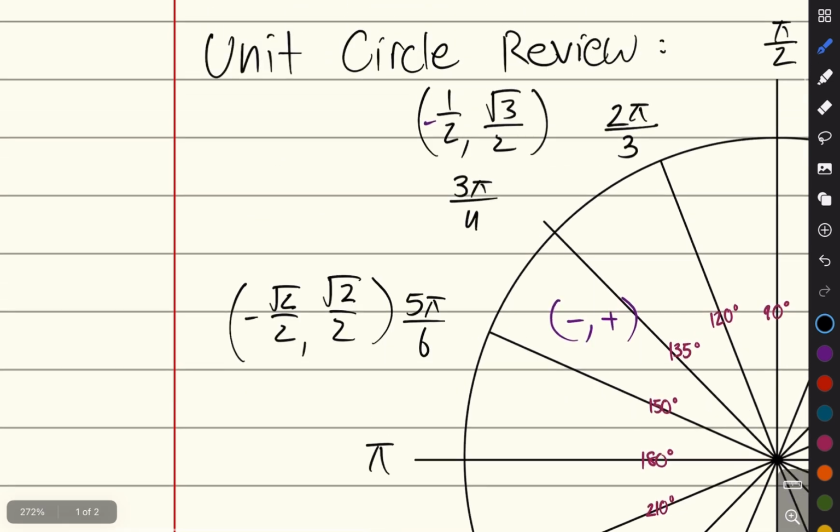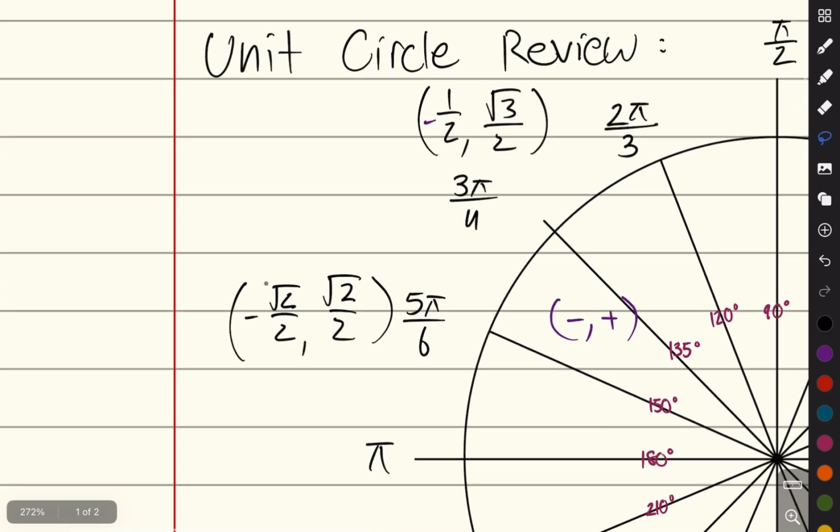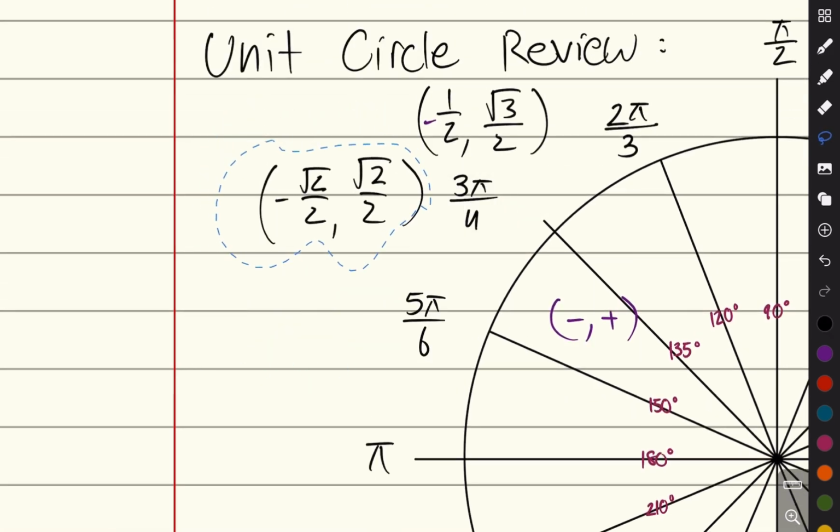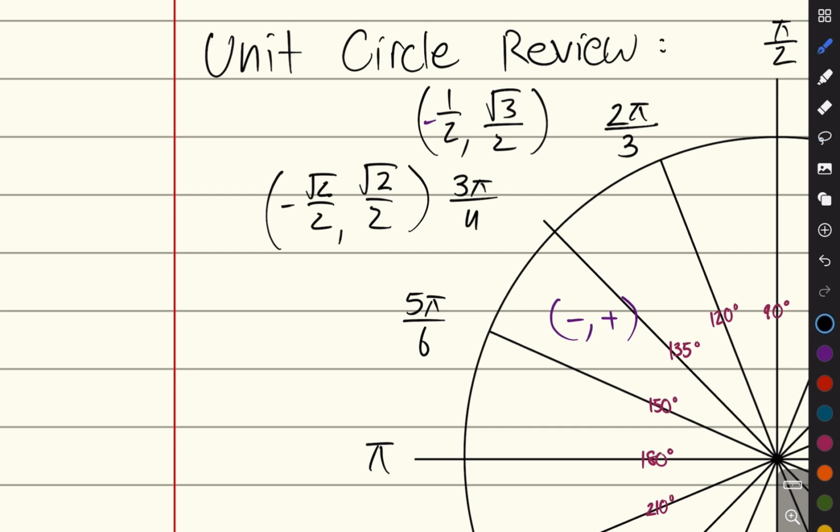And at 3 pi over 4, it would be negative square root 2 over 2, square root 2 over 2. And at 5 pi over 6, it would be negative square root 3 over 2, 1/2.